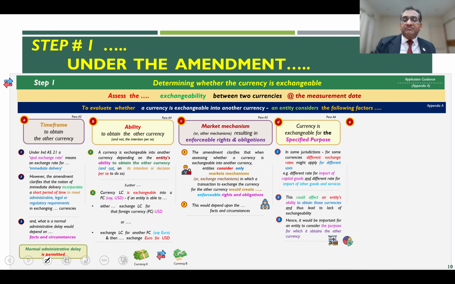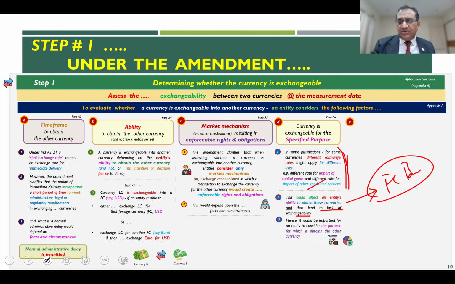And in this case, the moment you have more than one exchange rate, or you have different exchange rates for various purposes, this would affect the entity's ability to obtain those currencies and thus would lead to lack of exchangeability. Exactly the same example which we saw in the last slide as well. For foreign currency borrowing, for that purpose, you don't have the exchangeability. But for your trade payable repayment, you have, right? So that is what this particular point says.